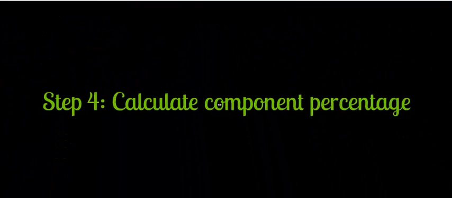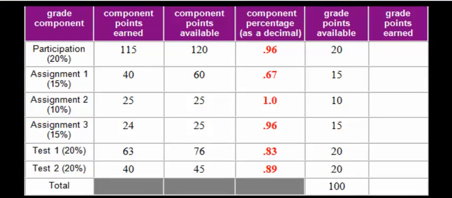The next thing you're going to do is calculate the component percentage. So you're going to take your calculator and you're going to divide 115 by 120. And that's going to give you 0.95555, something like that, okay? You're going to take 40 and divide it by 60, and it's going to give you this number. 25 divided by 25, and it's going to give you this number, okay? So that's the next step, is you go down and you do that, because you're calculating what percentage of this you earned.